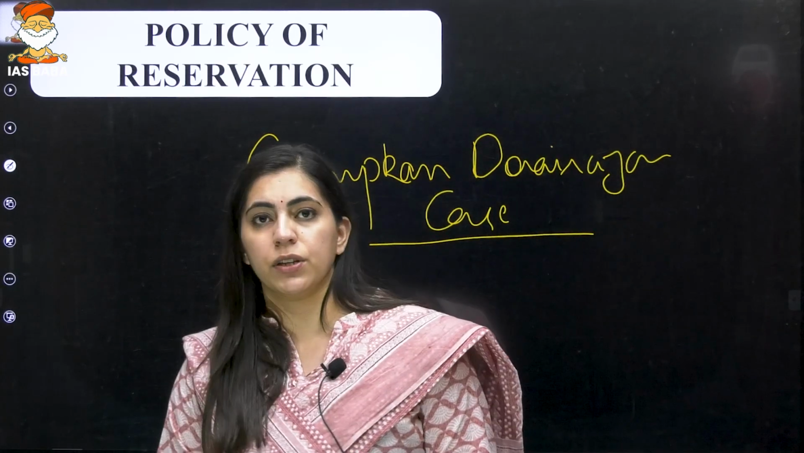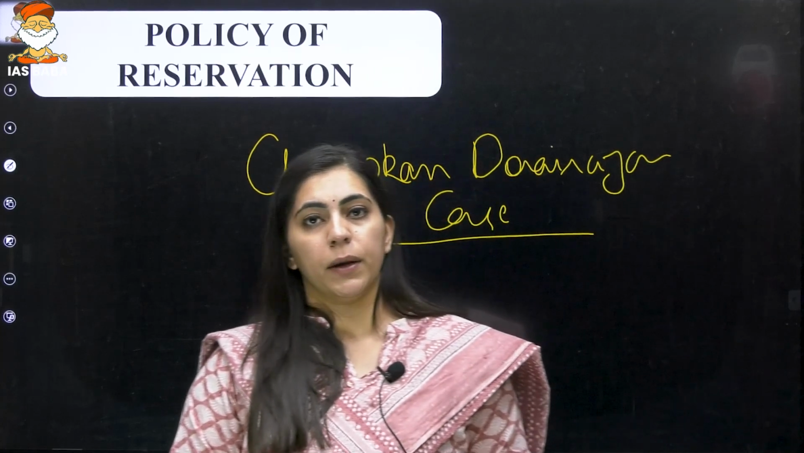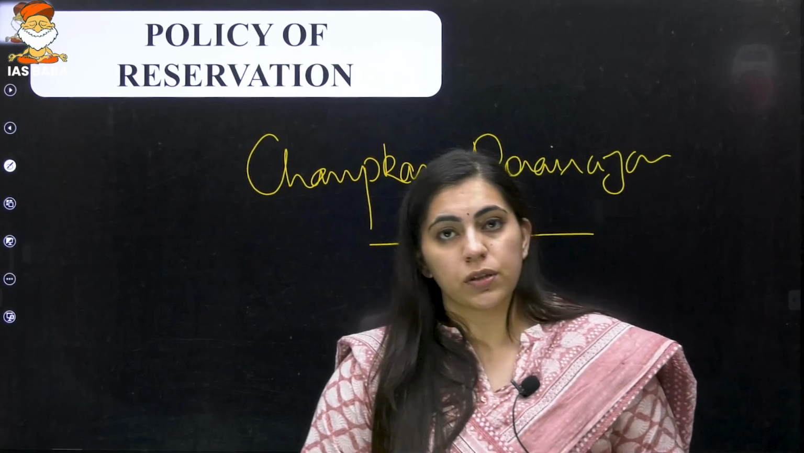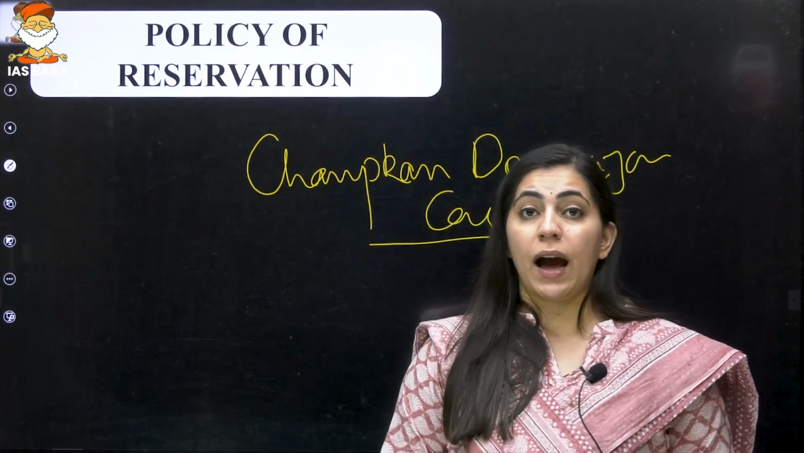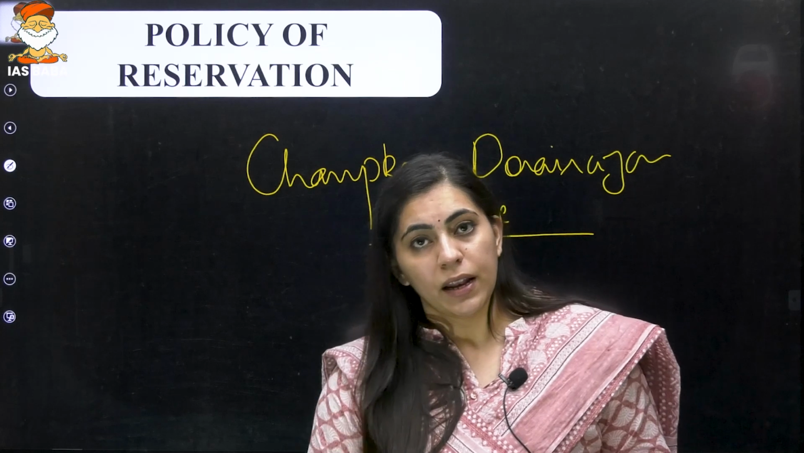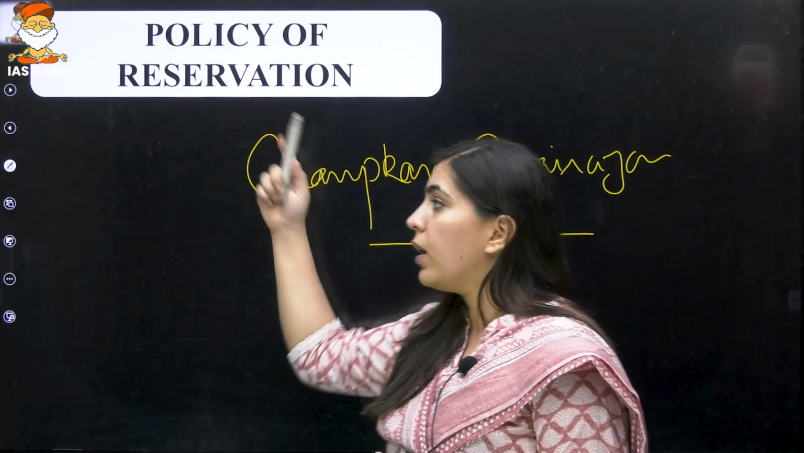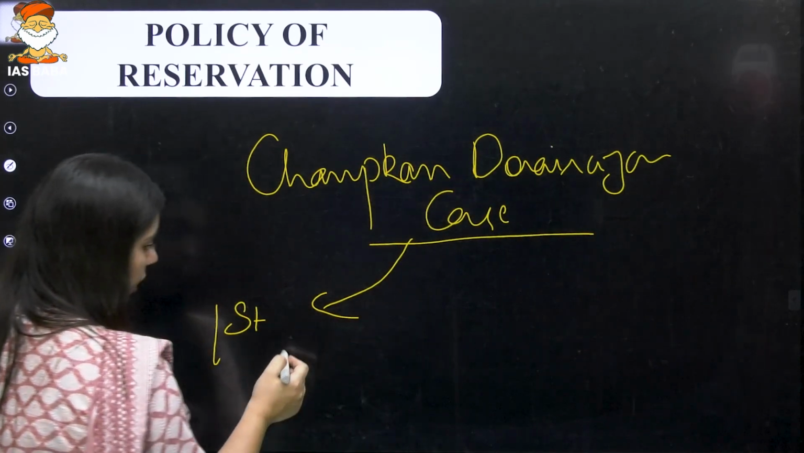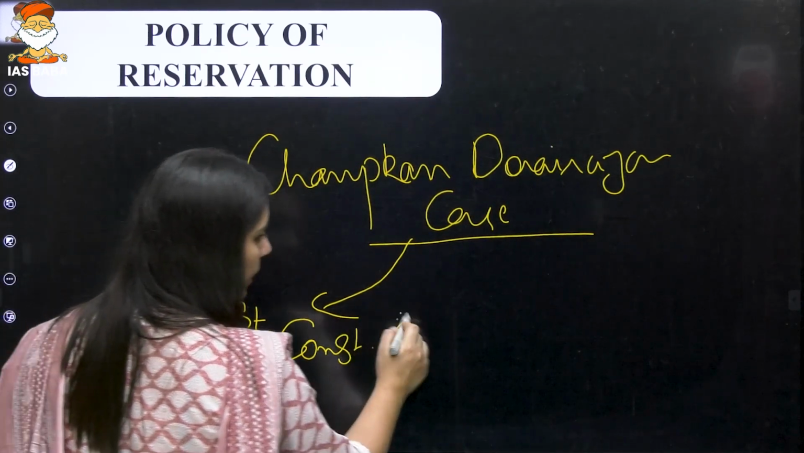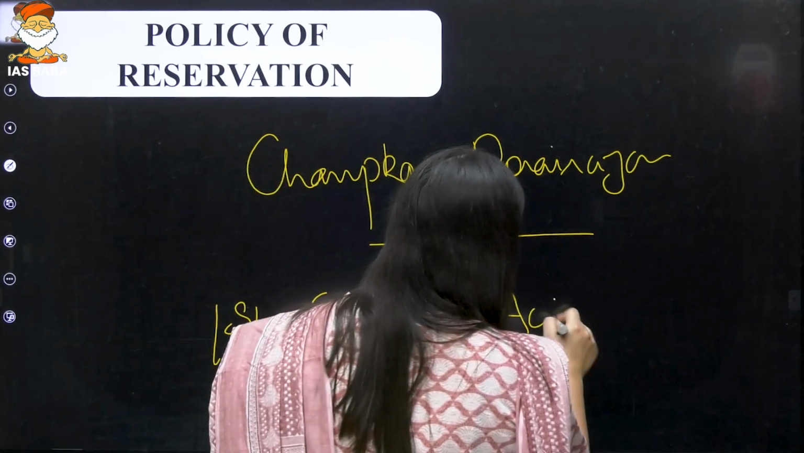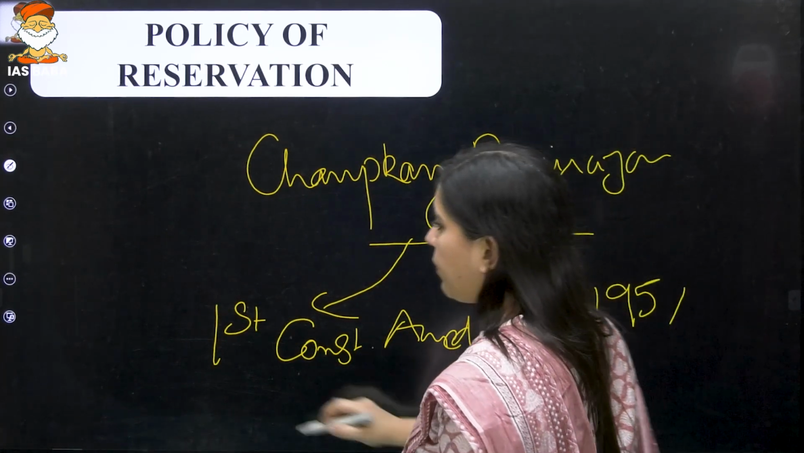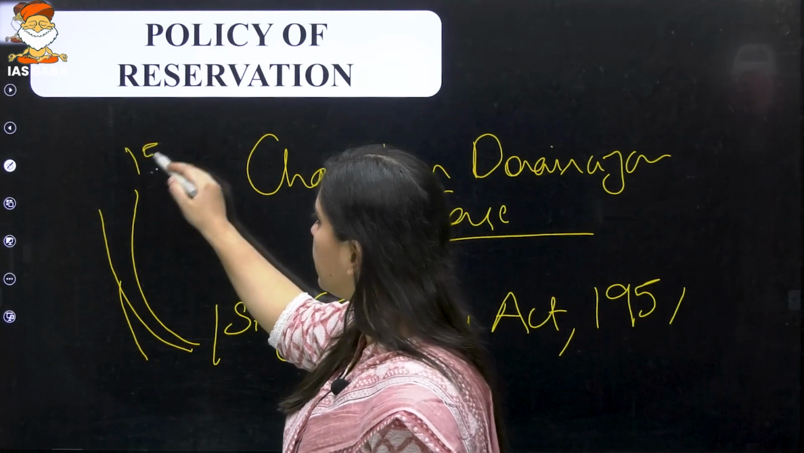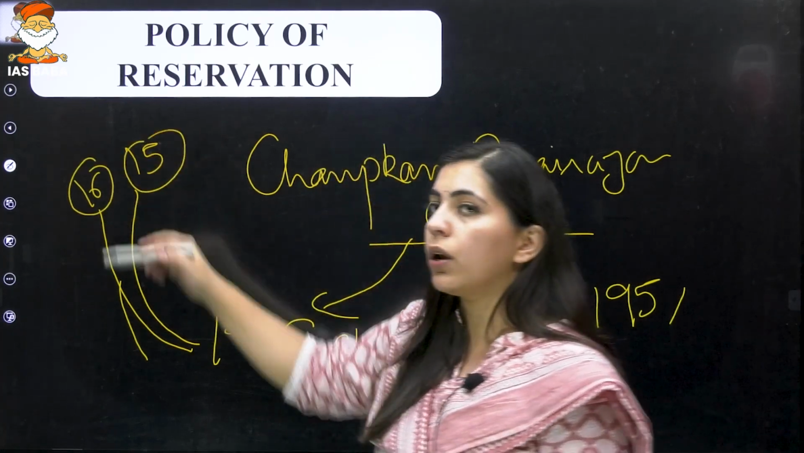Under the Champakam Dorairajan case, this communal order of the Madras government was challenged, and the Supreme Court said that no, it is unconstitutional, that those provisions in the communal order are unconstitutional and should not live in free India. So in order to overturn the judgment of the Supreme Court, the Indian Parliament passed the First Constitutional Amendment Act of 1951, which provided for reservation to Scheduled Caste and Scheduled Tribe under Article 15 and Article 16 by adding new clauses to them.